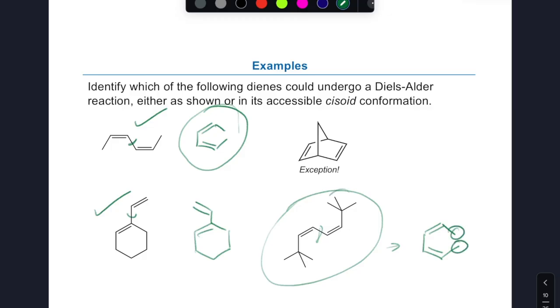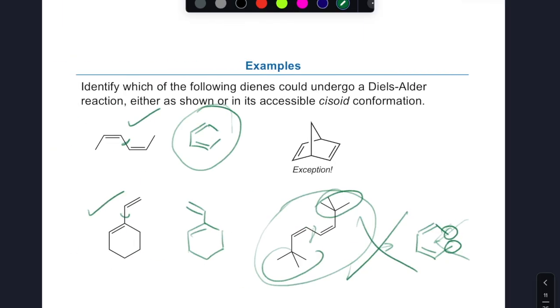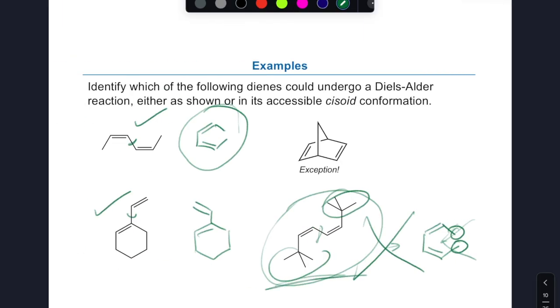These very large groups here are going to bump into each other. That is not going to allow it to rotate, just because of sterics at the end of this ring. This is a molecule that can't adopt a cissoid geometry. So this one is no.